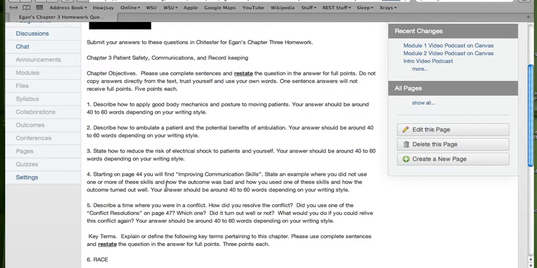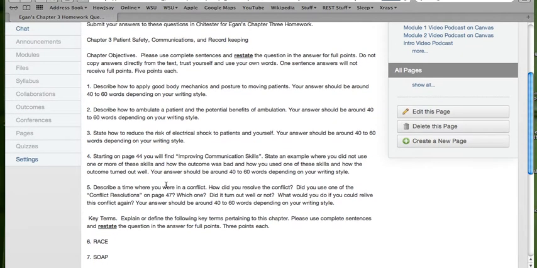Is question 4. Starting on page 44, you will find improving communication skills. State an example where you did not use one or more of these skills and how the outcome was bad, and how you used one of these skills and how the outcome turned out well. So there's a lot of questions here.